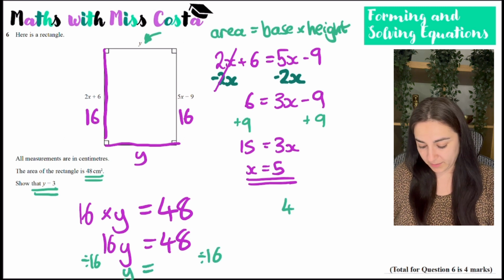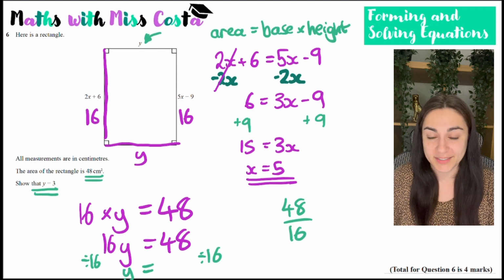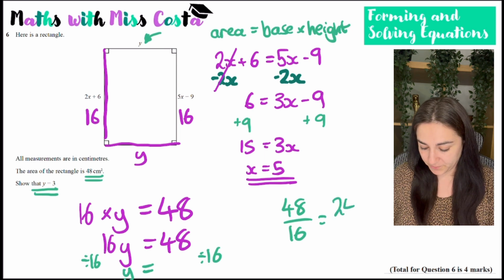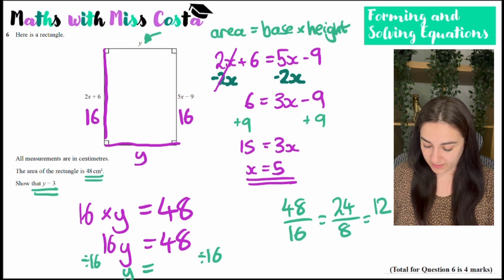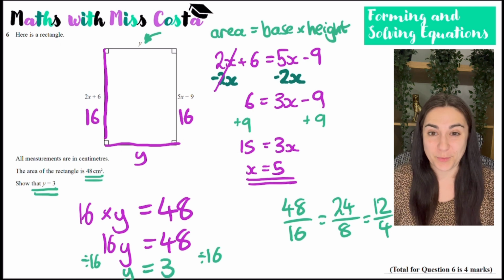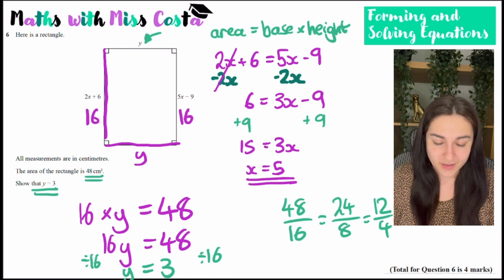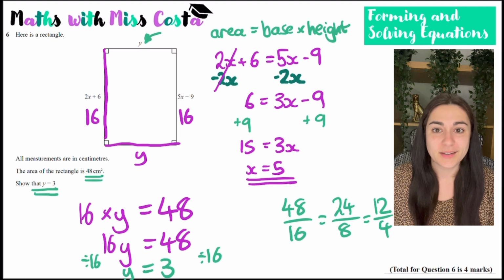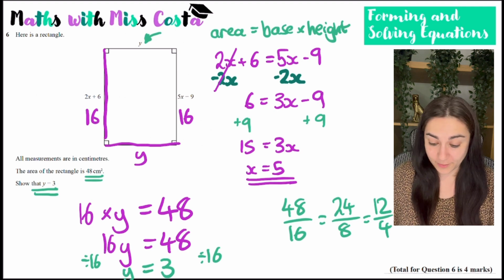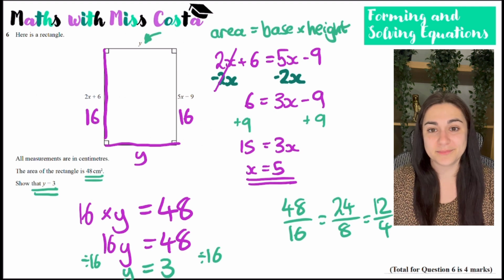So y would be, and once again, if you are not confident with division, just turn it into a fraction and simplify. So divide by 2, that would be 24 over 8. Divide by 2 again, it would be 12 over 4. 12 divided by 4 is 3. Okay, so that's how we do that. So the key is to think about, what do I know about this question? Well, I know the opposite sides in a rectangle are equal. If that's true, then I can set up two equations and make them equal to each other.